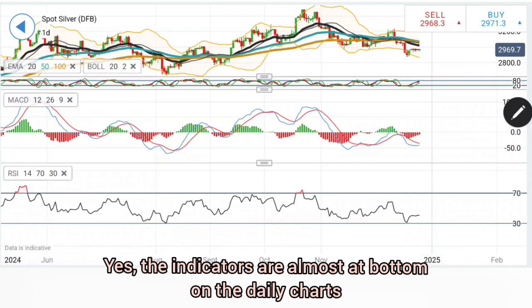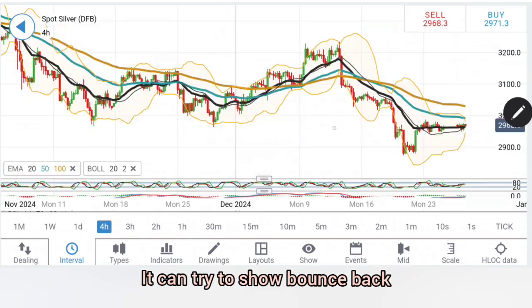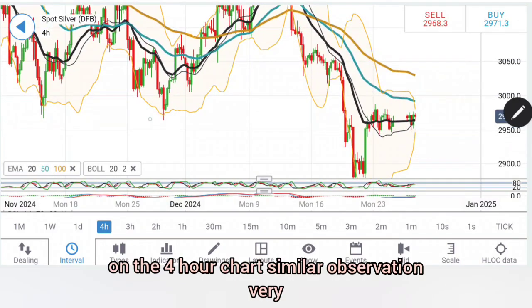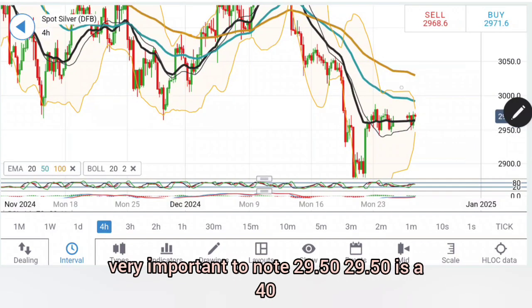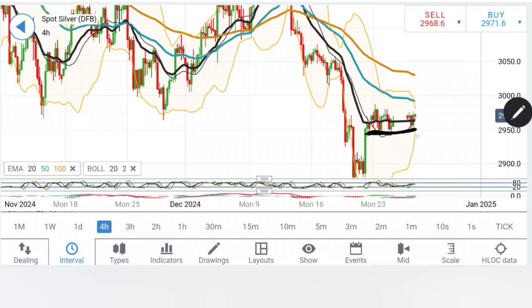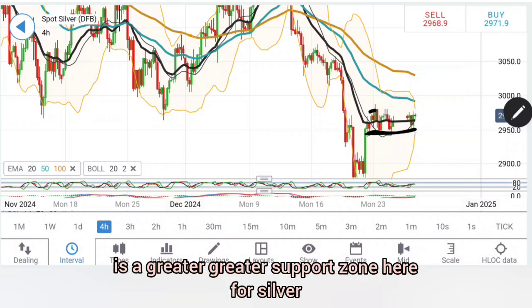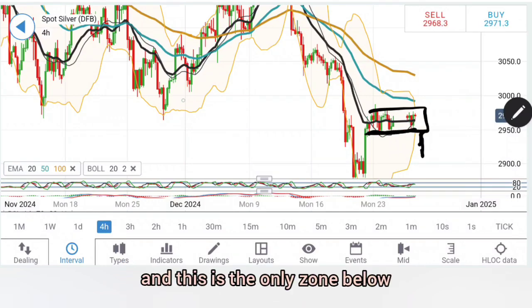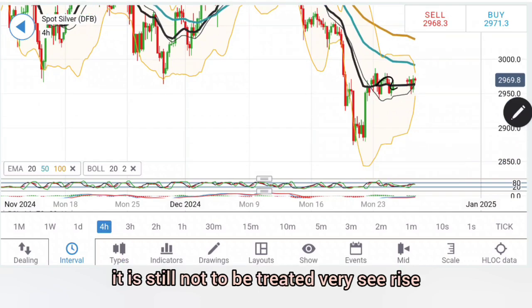Yes, the indicators are almost at the bottom on the daily charts. It can try to bounce back. On the 4-hour chart, similar observation, very, very important to note. 2950 is a greater support zone here for silver, and this is the only zone below which you can expect more bearishness, else it is still not to be treated as bearish.